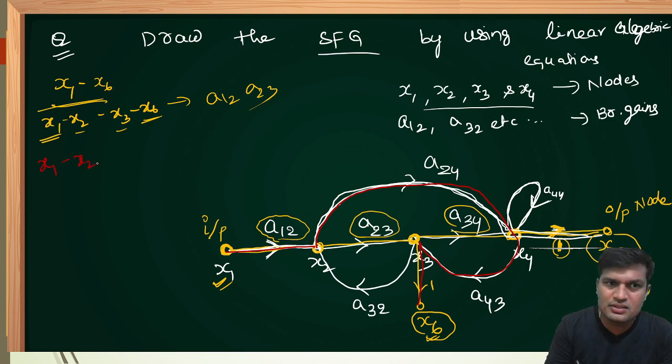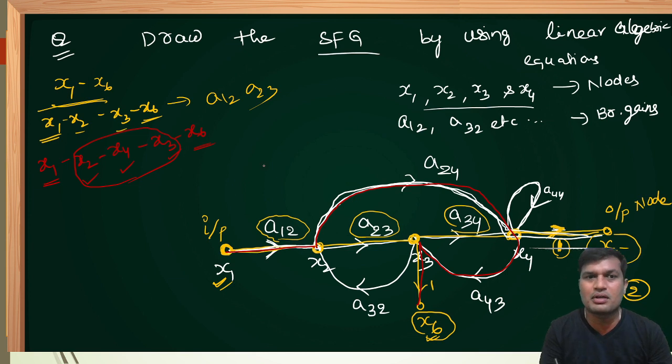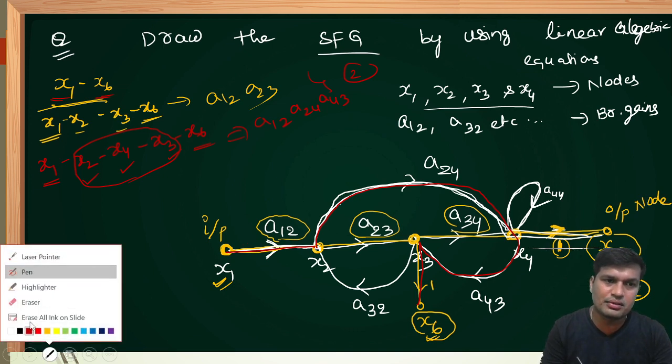x1, x2, x4, x3, x6. Input node is x1, output node is x6. In between, x2, x4 and x3 are not repeated more than once, therefore it is also called a forward path. What is the gain of the path? Just multiplying the gains. A12, A24, A43. This is another forward path. See, dear friends, even though input and output nodes are changed, once again we got only two forward paths in this case also. Let's move to another combination.